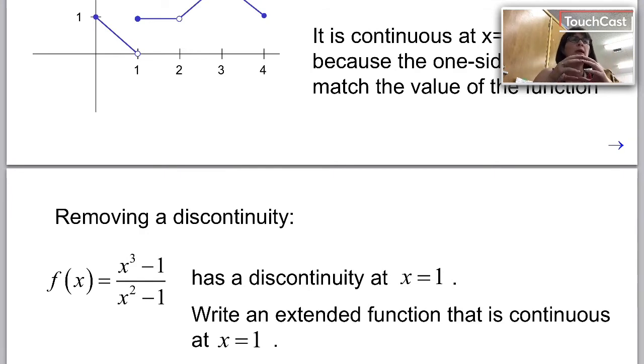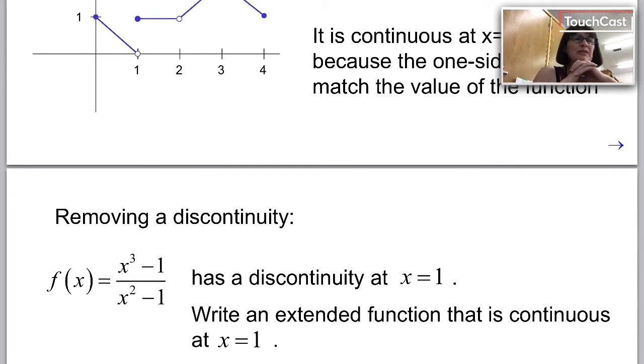There are two solutions to x squared minus 1 equals 0. So we're going to explore the place where x equals positive 1, because this is where we have a removable discontinuity. We'll show you in a minute how you can decide.